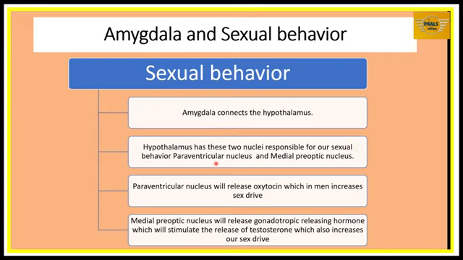The paraventricular nucleus will release oxytocin, which in men will increase sex drive. The medial preoptic nucleus will release gonadotropin-releasing hormone, which will stimulate the release of testosterone, which also increases sexual libido. So when the message to amygdala is to activate the sexual behavior, these nuclei will be activated, and then these hormones will be released, and our sexual activity will also be increased. This is also the reason hypersexuality is associated with lesion of amygdala.